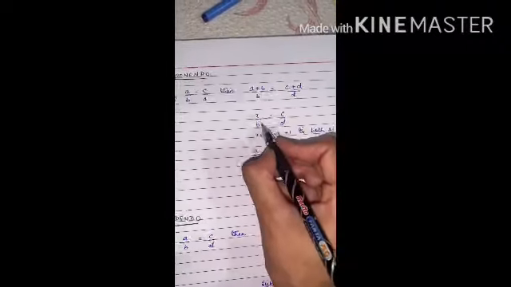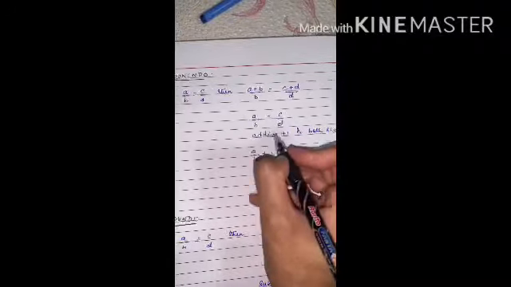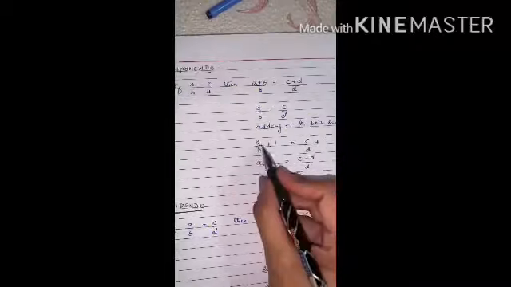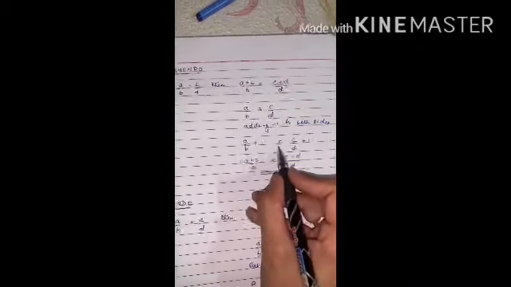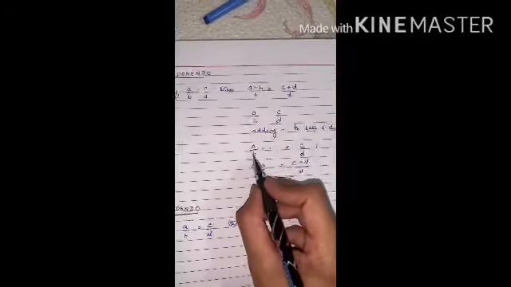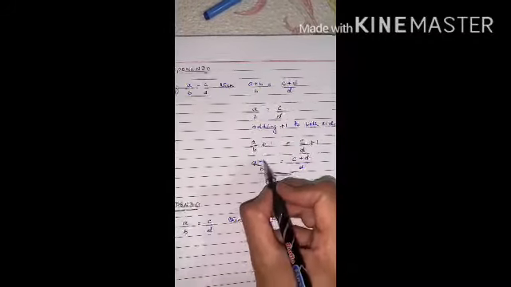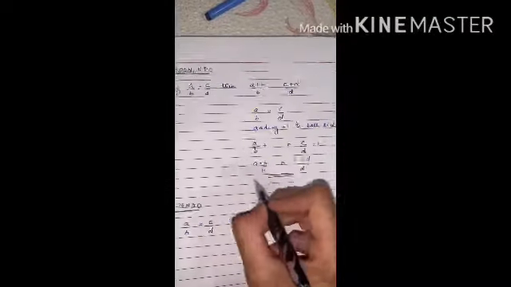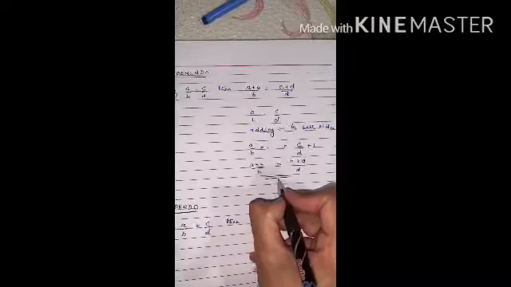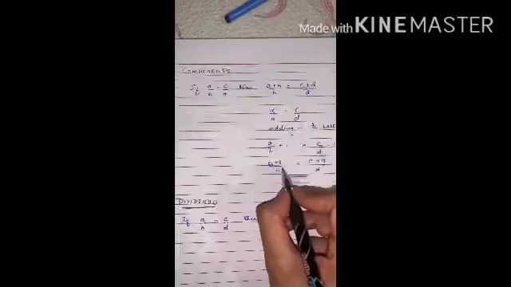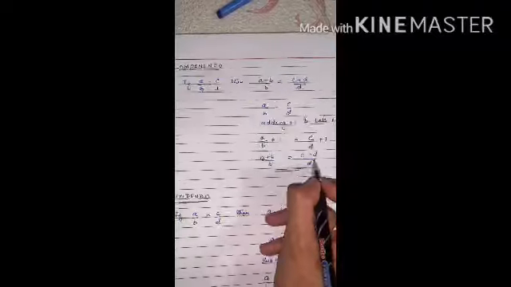Let's take a/b = c/d. Adding 1 to both sides, we see a/b + 1 = c/d + 1. By taking the LCM, it becomes (a+b)/b = (c+d)/d. So this is the formula for Componendo. Did you understand, dear students? So for Componendo, the formula is (a+b)/b = (c+d)/d.